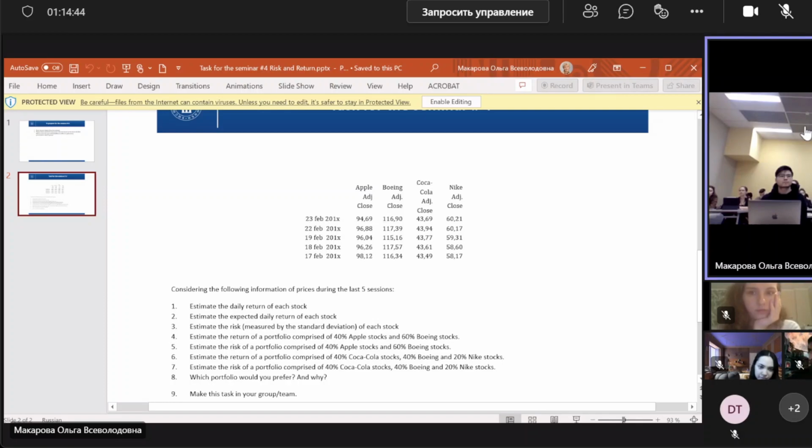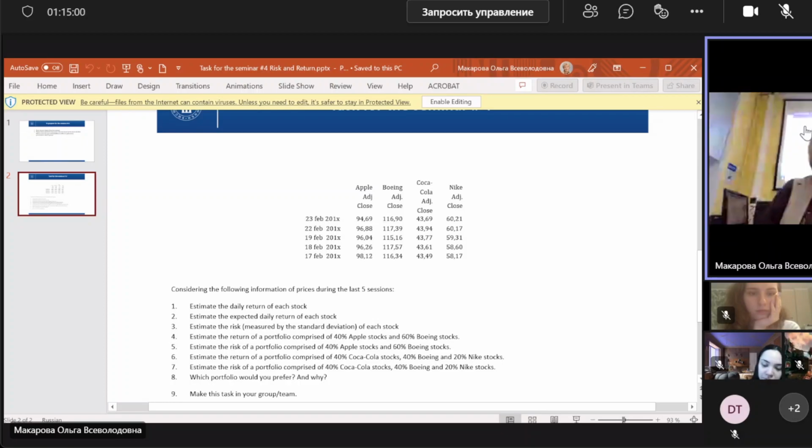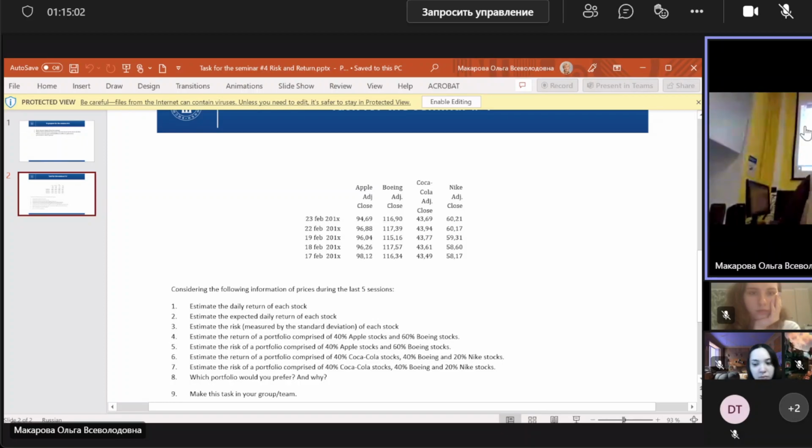Asylbek, may I ask you just your point? You just get a quick tour through your file. So we had daily calculations. Then he applied a formula in number 3. He applied a formula of standard deviation, right? Can you show us the formula for standard deviation? Number 3, it was asked to estimate the risk measured by standard deviation of each stock.